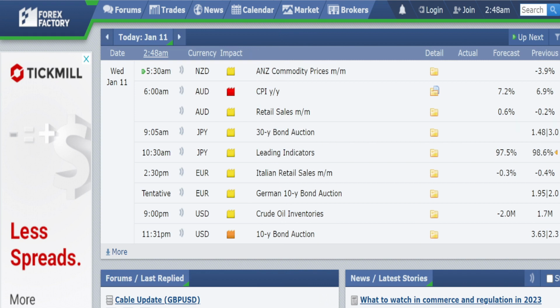And when we look at the events plan for today, Wednesday, Jan 11th, at 6 AM we have high impact news planned for Australian dollar related currency pairs, and we have lots of low impact news. And at 11:31 PM, we have medium impact news planned for US dollar related currency pairs. Let us begin with our gold analysis.